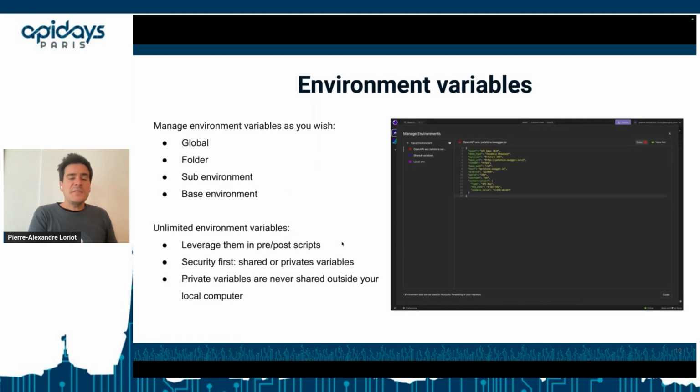You can do this test without environment variables. With Insomnia, you can clearly organize your environment variables into different categories. Typically, you have global environment variables. They can be used across multiple collections, for example, and for consistency between these collections.